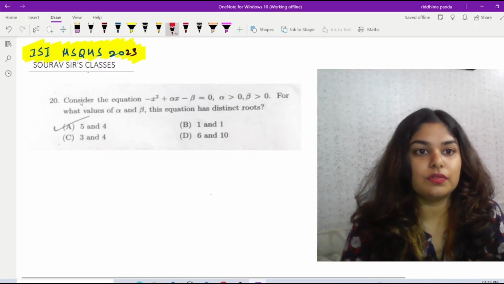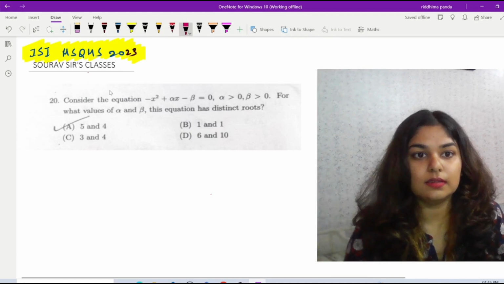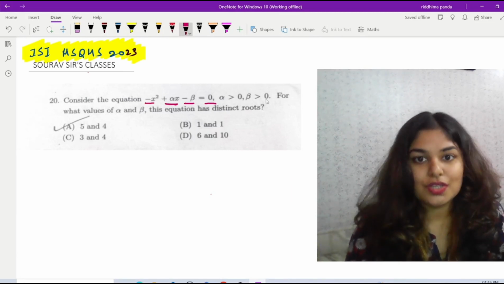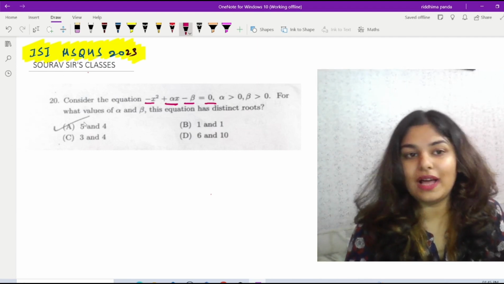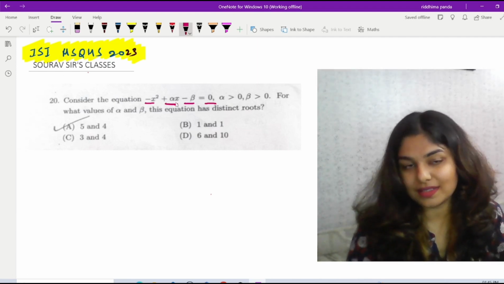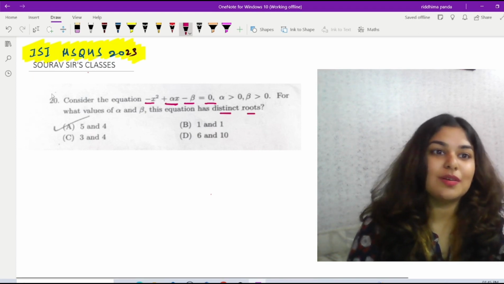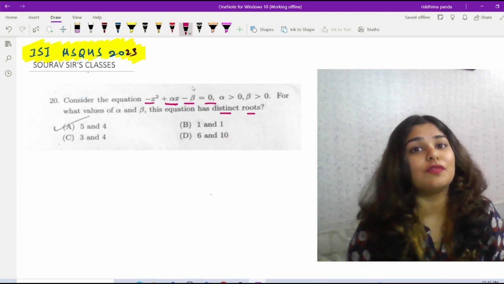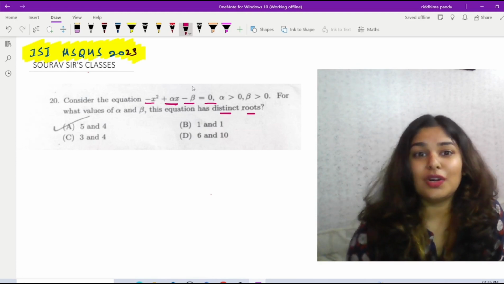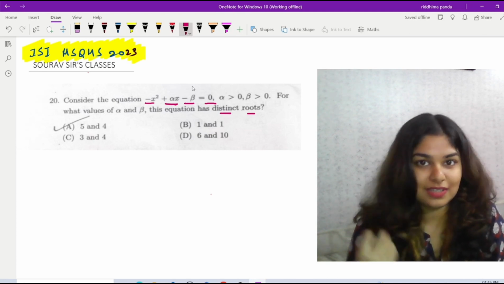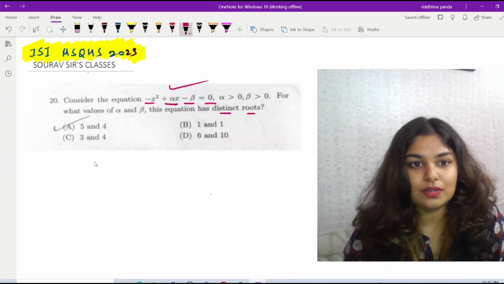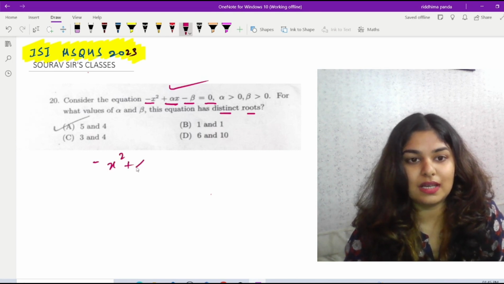The question in front of you says: consider the equation −x² + αx − β = 0. You have to say for what values of alpha and beta the roots of x will be distinct. This is a very easy question, because in these types of questions you can make use of the options to find the answer without going into details. How can you do it very quickly? First write down this equation: −x² + αx − β = 0.